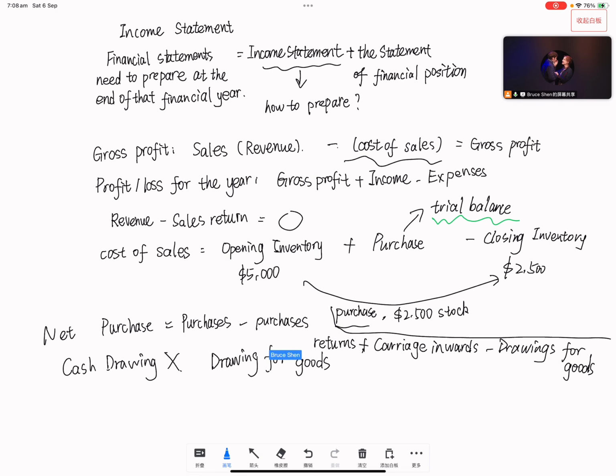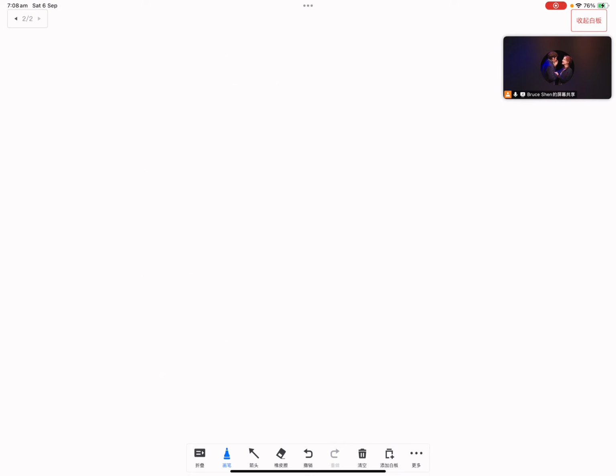Okay, so we have an idea of how to calculate cost of sales. That is pretty decent. And then I think we can get started. So how can we prepare the income statement? I will use the format. First, we need to have some sense of the format.